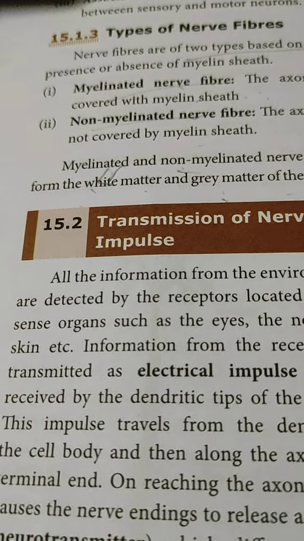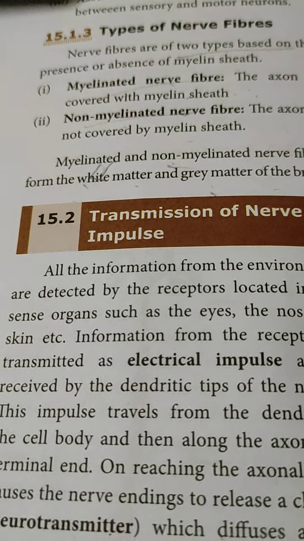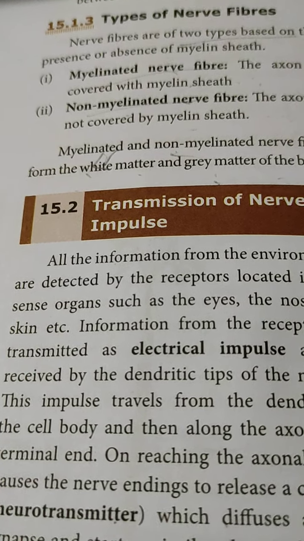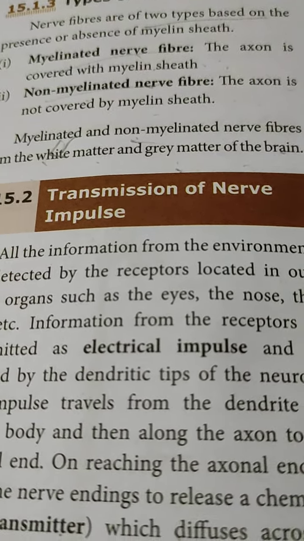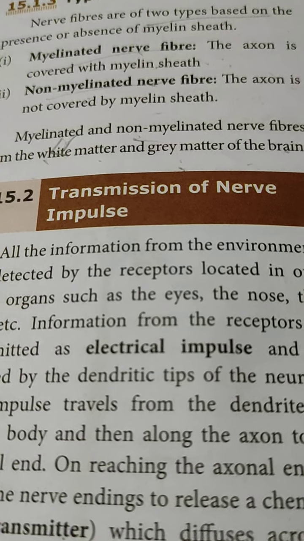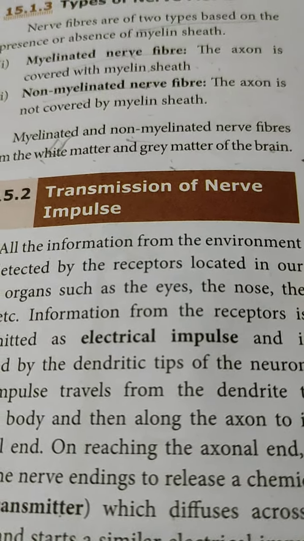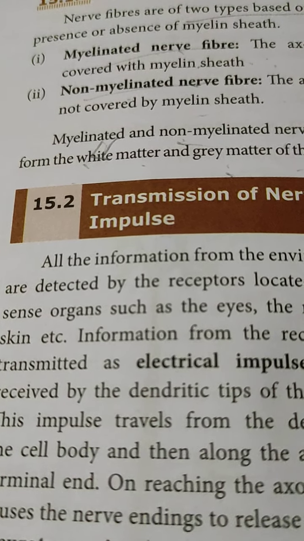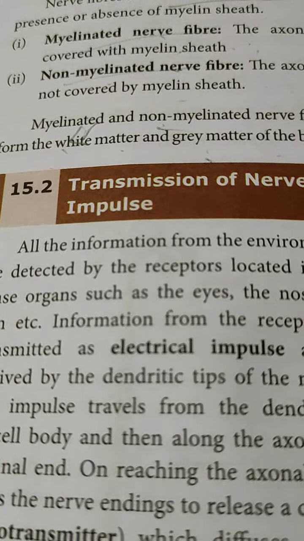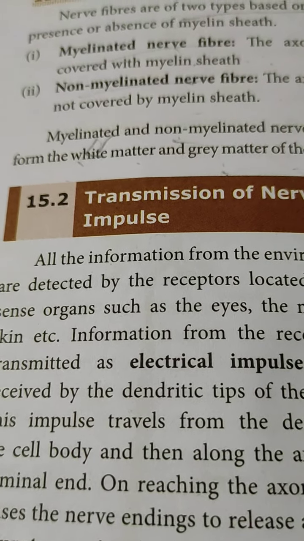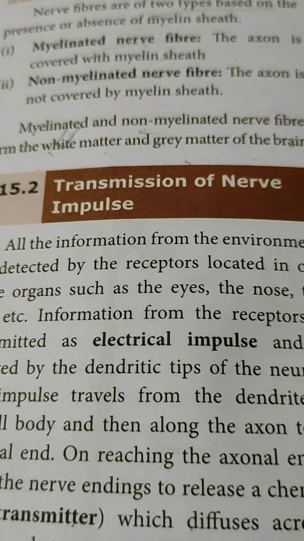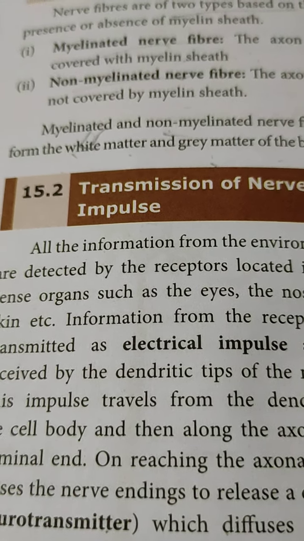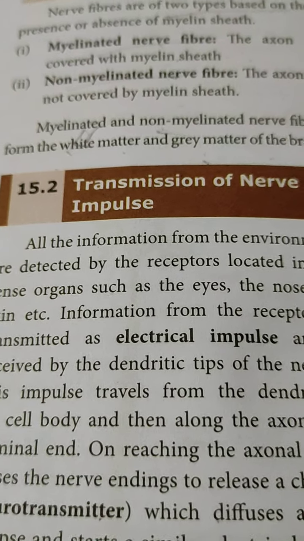We have discussed the types of nerve fibers. On the basis of function, we have discussed that neurons are classified into three types. And we have also discussed the types of nerve fibers. They are called myelinated nerve fibers or non-myelinated nerve fibers, and these form the white matter and grey matter of the brain. Now, in the next part we are going to discuss the transmission of nerve impulse.